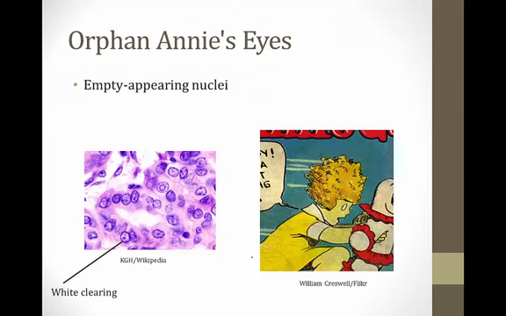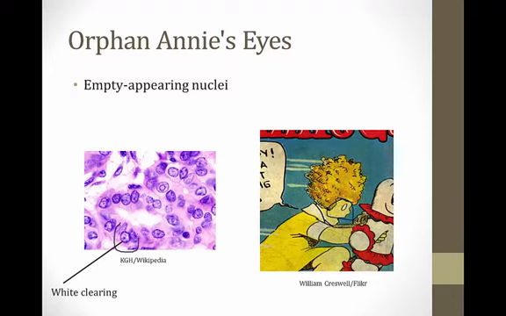Little Orphan Annie was a cartoon in the United States in the early 1900s, and in the cartoon her eyes were always drawn as these white circles, as I've shown on the screen here. So for this reason, the nuclei seen in papillary thyroid cancer were named Orphan Annie's eye nuclei, and that's because they have white clearing in the middle. There's an example of one shown at the bottom left side of the screen here.